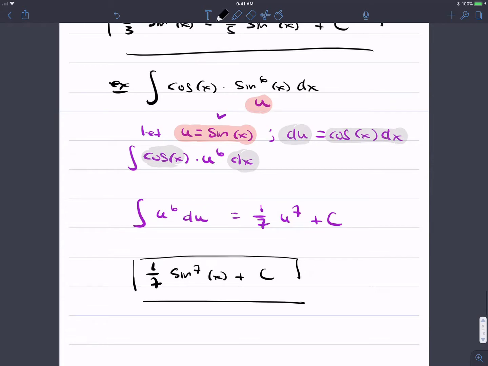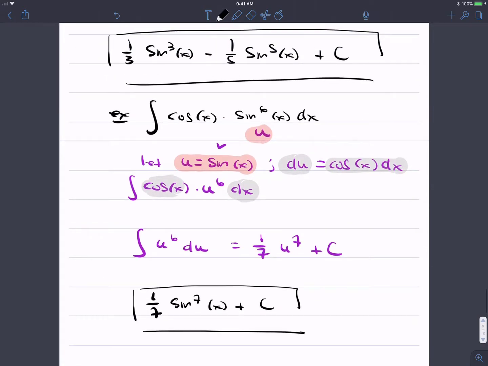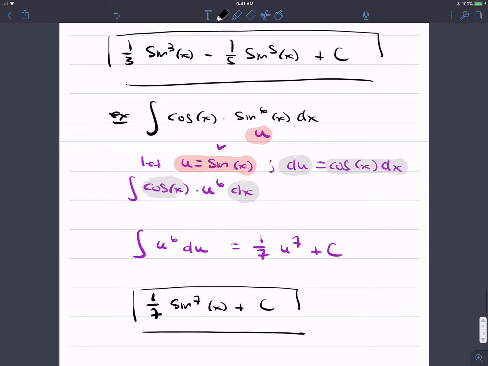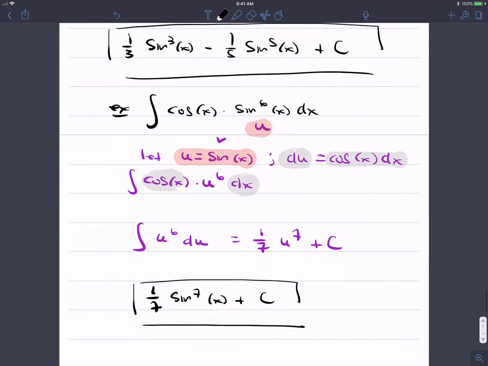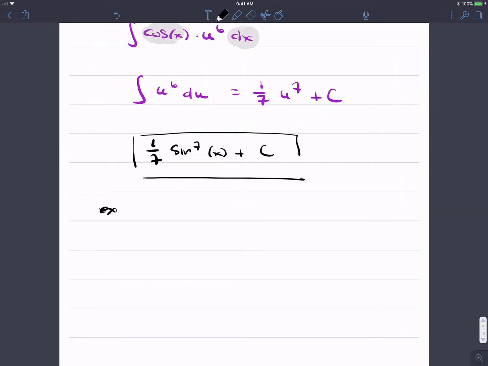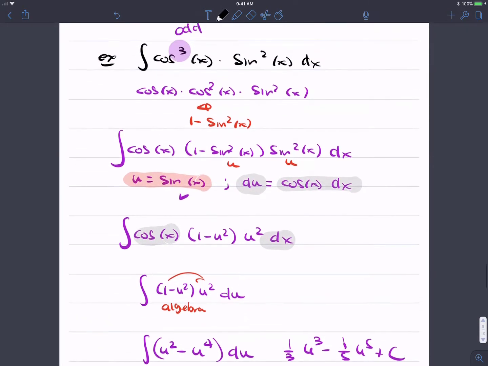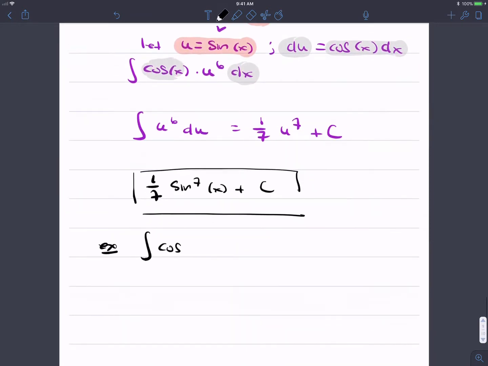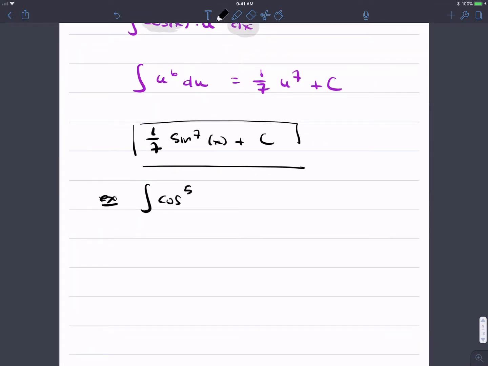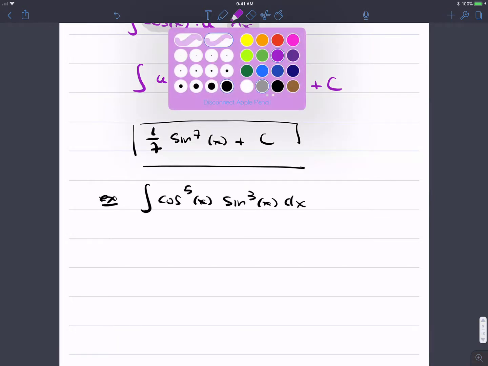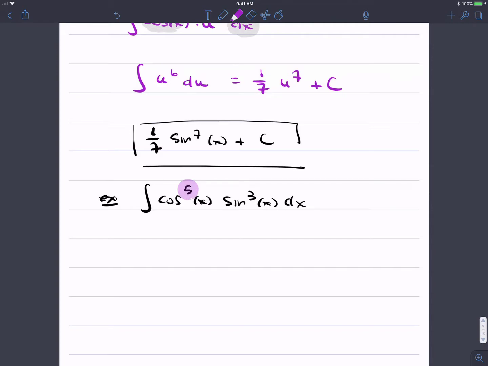So having a single factor of cosine there really worked to our advantage. We didn't have to go through and use the Pythagorean identity. But if we had cosine, maybe, let's change this. Cosine to the 5th power, maybe now a sine cubed dx. Notice something for this problem here. That power for cosine is odd, and that's what we're focusing on.